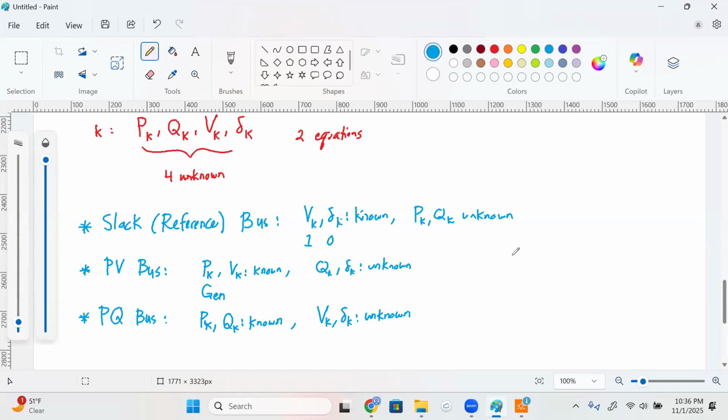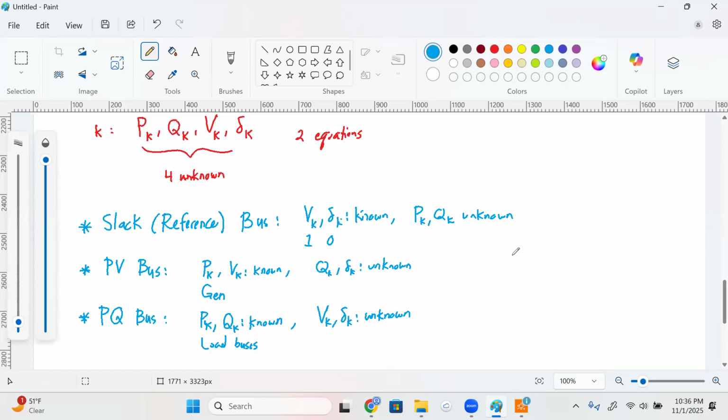A PQ bus is a bus for which we don't know anything about the voltages, but we know how much power is being injected, or better said, consumed at that node. So these are load buses. Typically, the largest power plant, the largest generator bus that we have in the system, is going to be considered as the slack bus or the reference bus. Every other generator bus is going to be a PV bus, and every load bus is going to be a PQ bus.